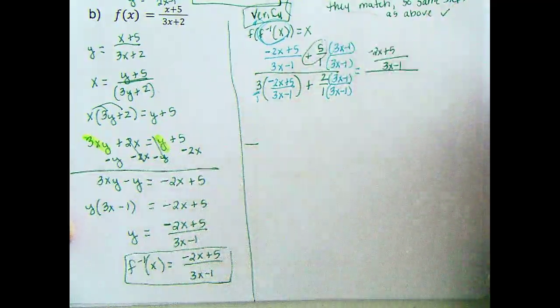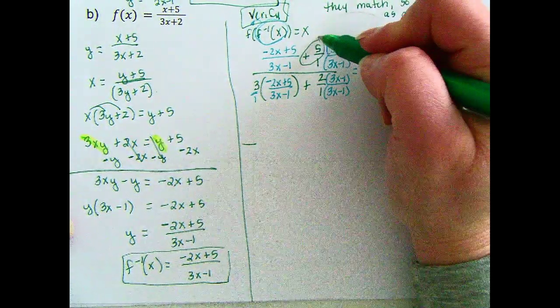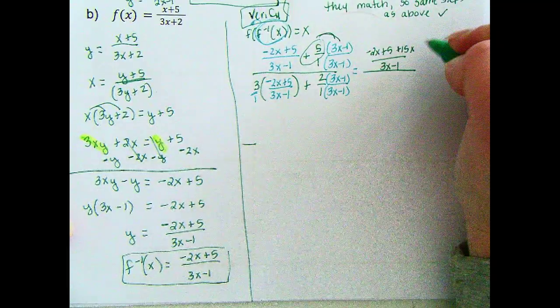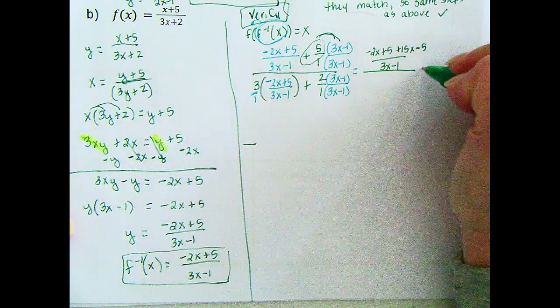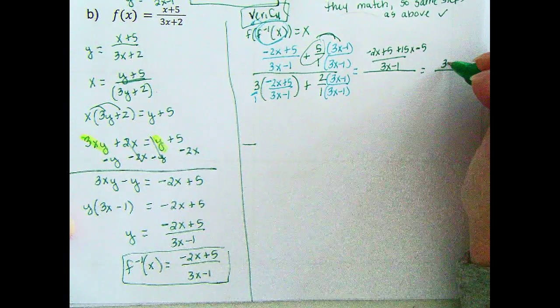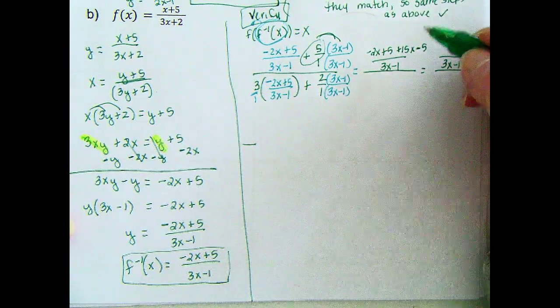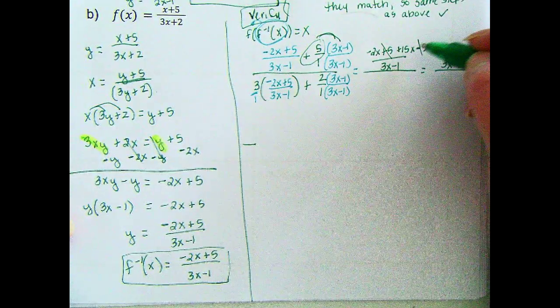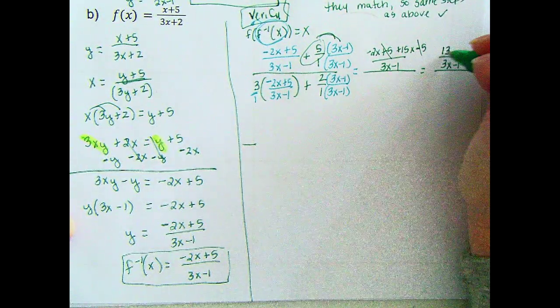And be careful here, you're distributing a positive 5. Positive 5 times 3x is plus 15x. Positive 5 times negative 1 is negative 5. I would simplify that. Let's see, plus 5 minus 5's cancel. I have negative 2x plus 15x, which is a 13x.